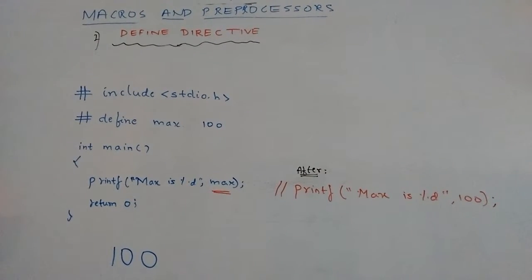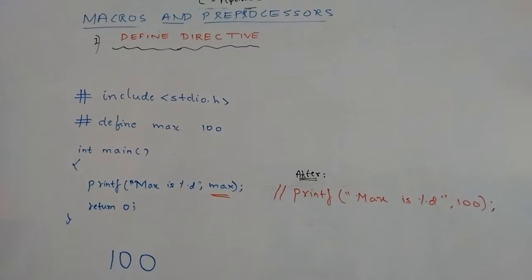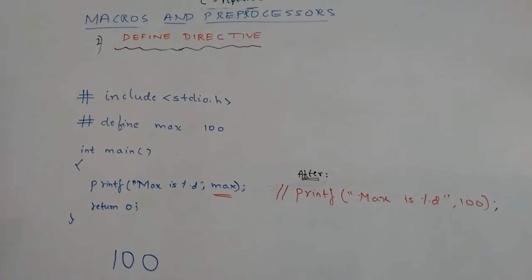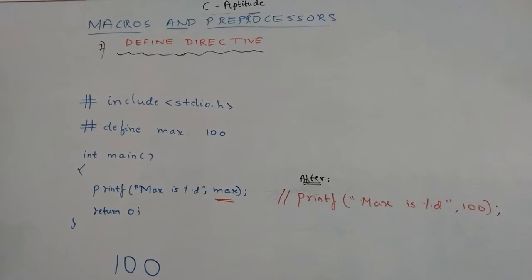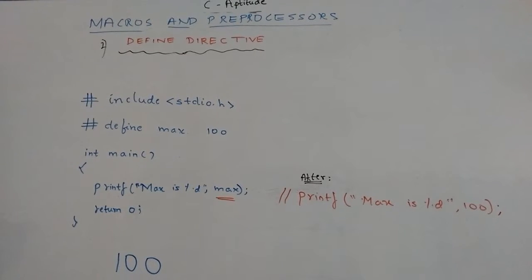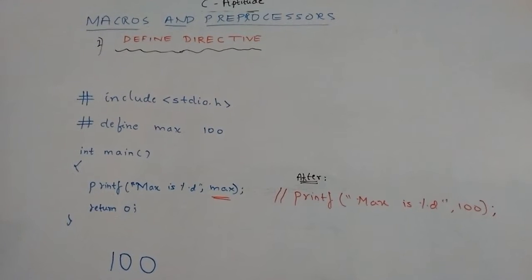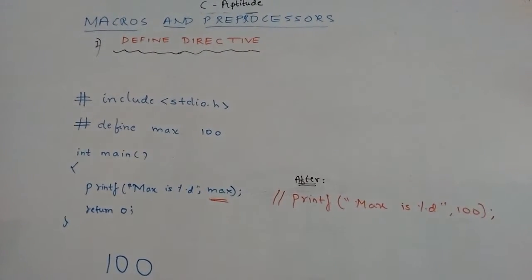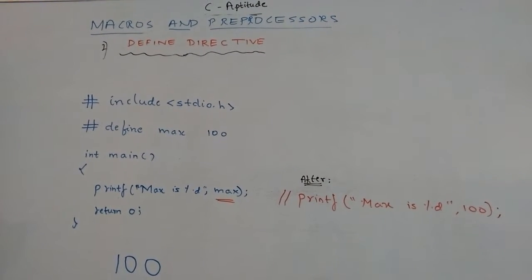When we use define for a constant, the preprocessor would produce a C program where the defined constant, which is nothing but max, is searched all over the program and is replaced with the given value. For example, in this case, we have used hash define max 100. It starts with a hash, therefore the preprocessor comes into the picture. Wherever a line begins with a hash, the preprocessor would come into the picture.